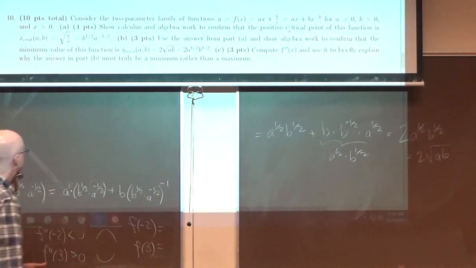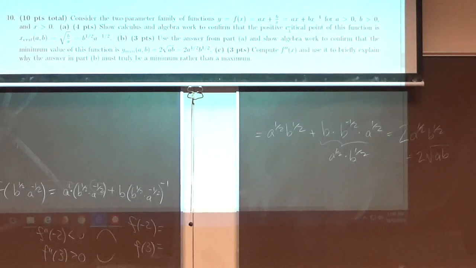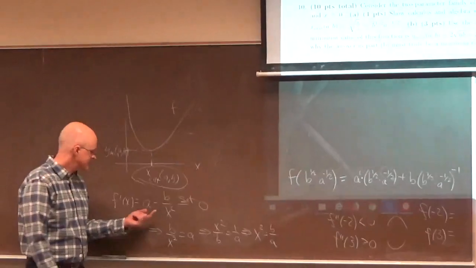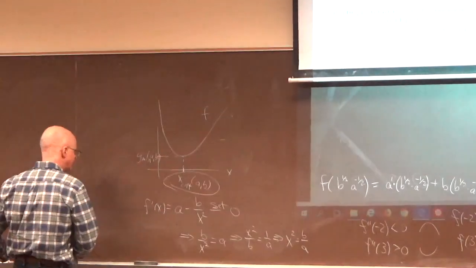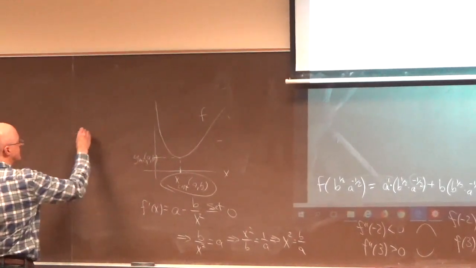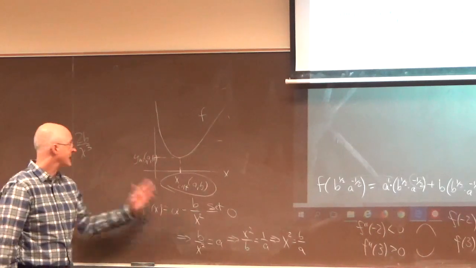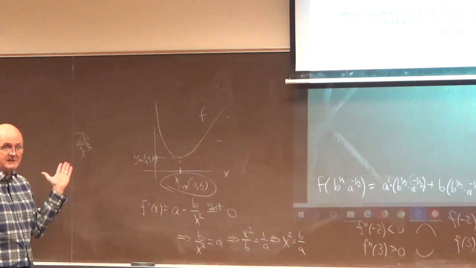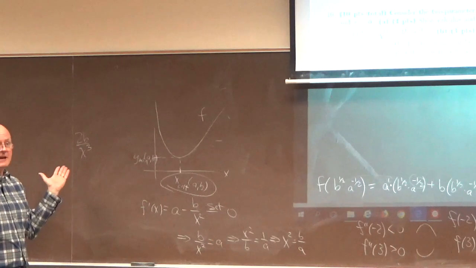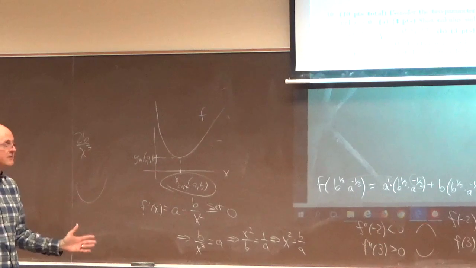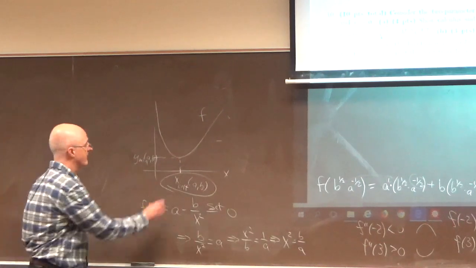F double prime of x just means take the derivative of this thing. A differentiates to 0 as the constant. This thing differentiates to positive 2b over x cubed. And that's a positive quantity. B is positive, x is positive. The second derivative is always positive. The graph's got to always be concave up when x is positive. That is why you have the min.